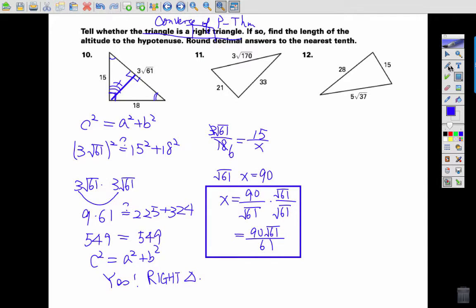Okay, so the rest of them are all the same. You have to use the converse of the Pythagorean theorem to see if they're right triangles. Hopefully they're not. If they're not, you're done. If they are right triangles, you have to draw your altitude, find your hypotenuse over corresponding legs, and then find the solutions.